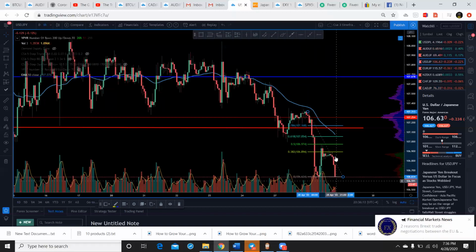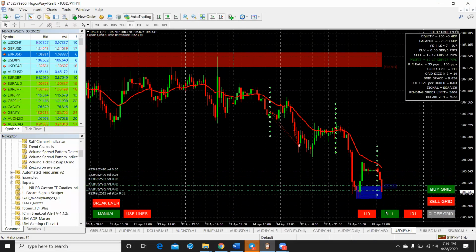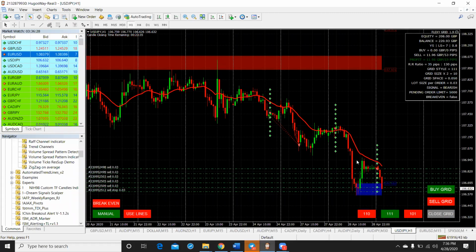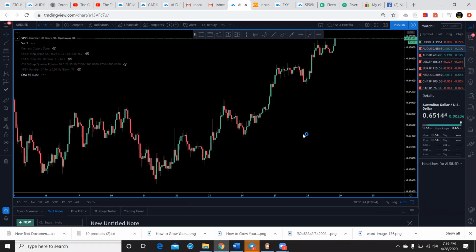So right now we're waiting to see if it's going to break out and give us a new low. And right now I'm up. I got the order stacked. So right now I'm up about 53 pips, shooting for about 150. So we're going to just let that thing run right there. We're watching AUDUSD as well.